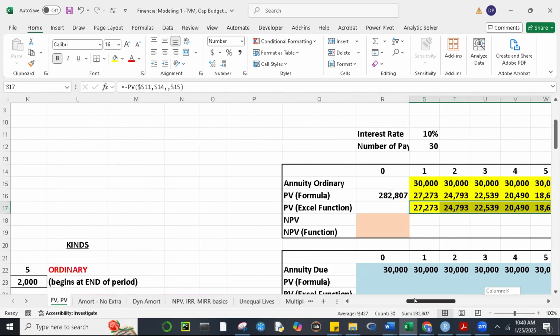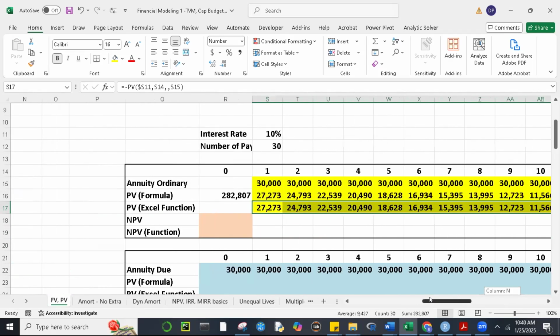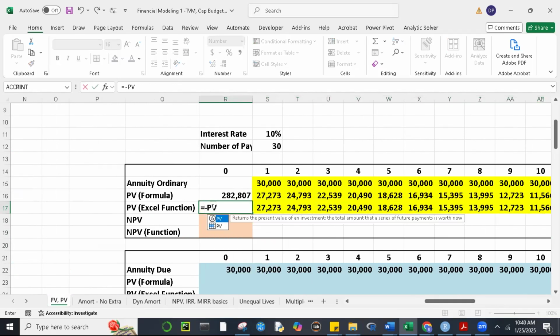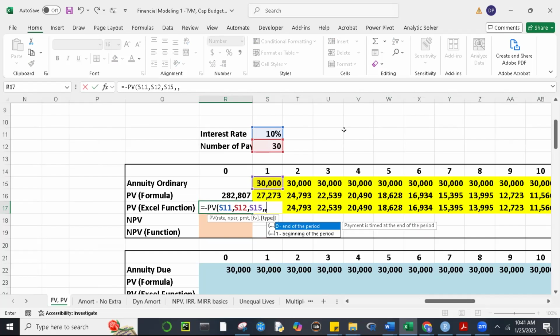So we use the PV function. But we can also make use of the PMT of 30,000. So how do we do that? What I can do here is negative PV, rate is 10%, comma, N per is 30, comma, and we use the PMT. PMT is 30,000, so we're not using the individual 30,000, but rather PMT of 30,000 for 30 years, comma, no future value. We're treating this as one annuity, and then comma, this is where type comes in.